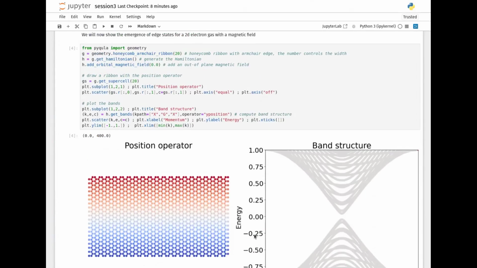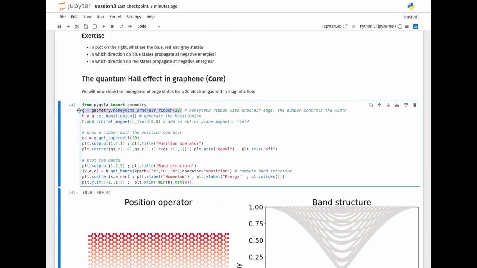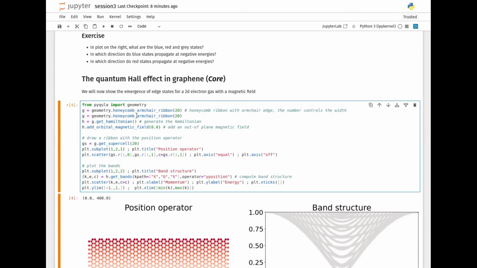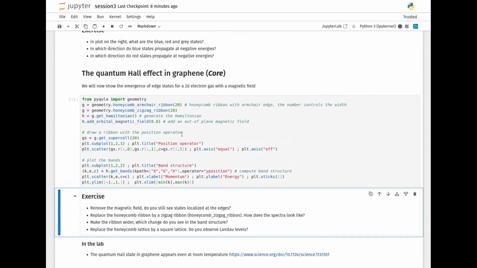Okay, now the next question is to replace the honeycomb ribbon by a zigzag ribbon and see how the spectrum looks. So we now take a zigzag ribbon. And so what we have to do is just do the same thing, but now with zigzag, right? So honeycomb, zigzag ribbon, and see how the band structure looks.